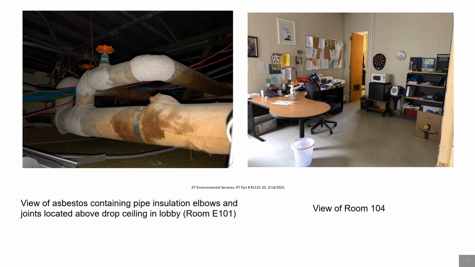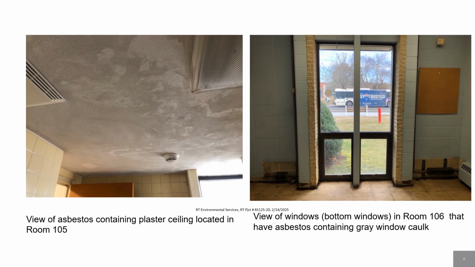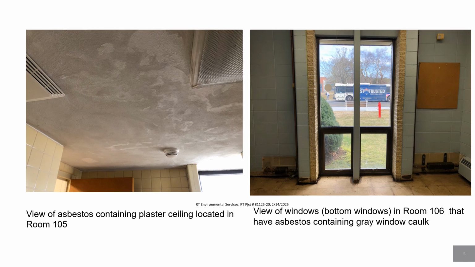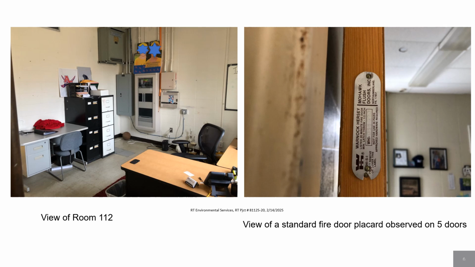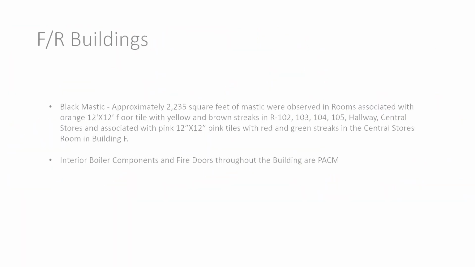The slide on the left is a view of asbestos-containing pipe insulation elbows and joints located atop the drop ceiling in the lobby. On the right is a view of room 104 and the associated tile. The slide on the left shows the asbestos-containing plaster ceiling in room 105, and the slide on the right shows the windows in room 106 that have asbestos-containing gray window caulk. On the left is a photo of room 112 and the associated asbestos-containing tiles, and on the right you see a typical placard observed on a fire door.